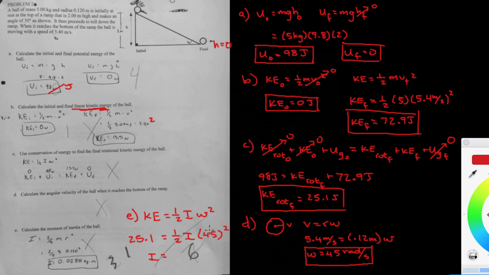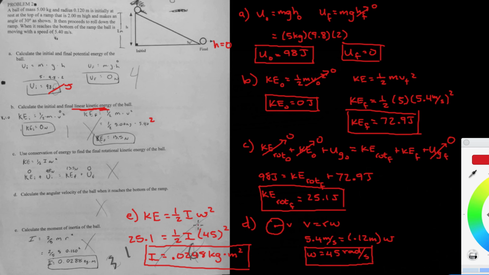So that's 0.0248, and then I think the unit is kilograms times meters squared. How do you know to put the one half in front? Well, that's the equation for rotational kinetic energy.